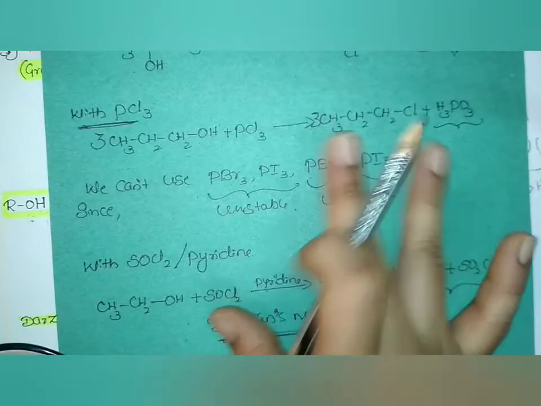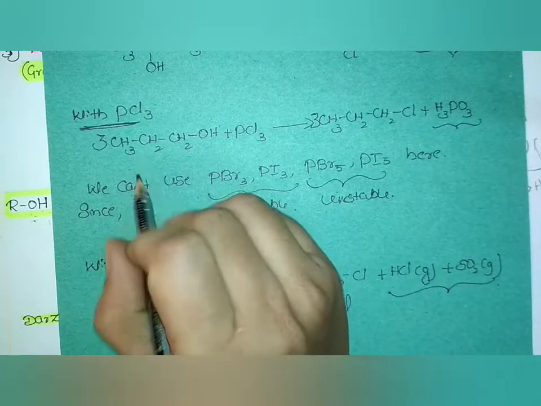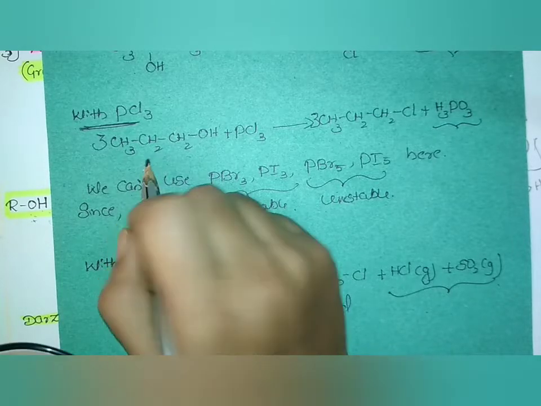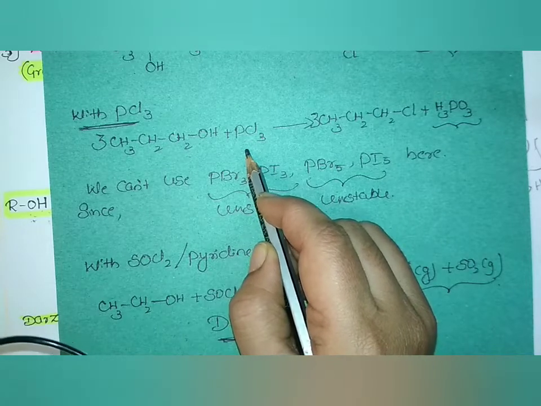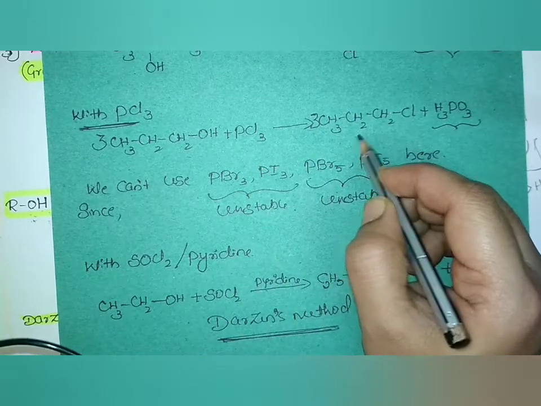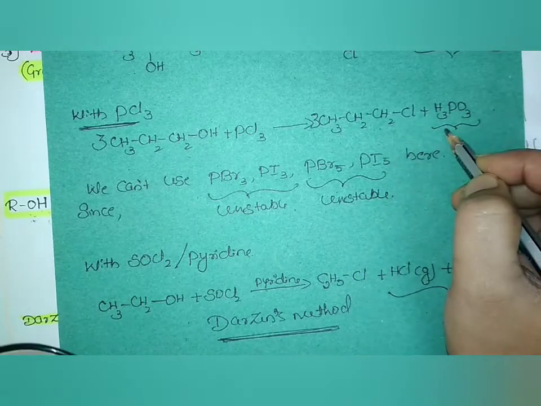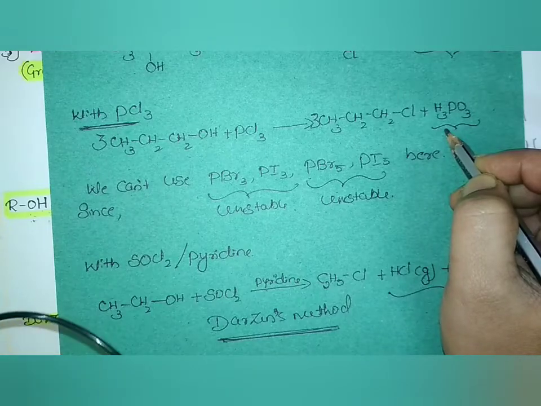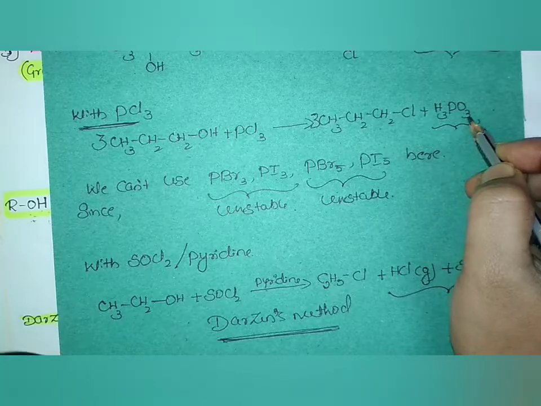Now, with phosphorus trichloride, the same set of reaction: take propyl alcohol or 1-propanol. When it is treated with phosphorus trichloride, we will get the same product, that is propyl chloride, but the byproduct is phosphorus acid. This is called phosphorus acid. If O4 comes, that is phosphoric acid.